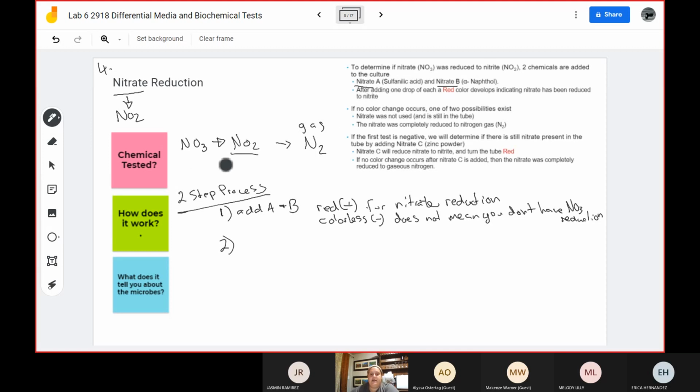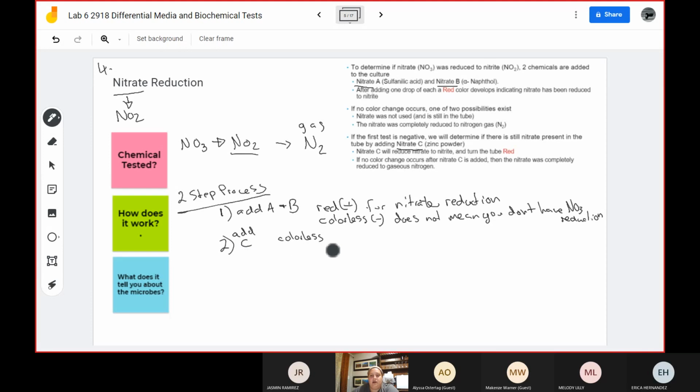So in order to test to see if your nitrate reducer is just overly efficient, you would have this step 2 where you're adding in nitrate C to double check to see if this process is occurring. And this is where this might get a little bit confusing. In step 2, if it remains colorless, the reagent that you're adding in step 2 forces this reaction to occur if it is occurring.